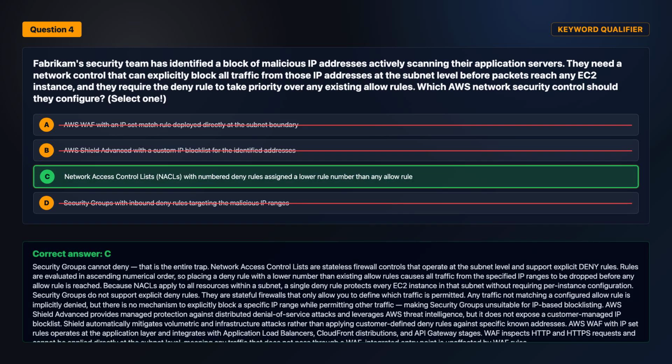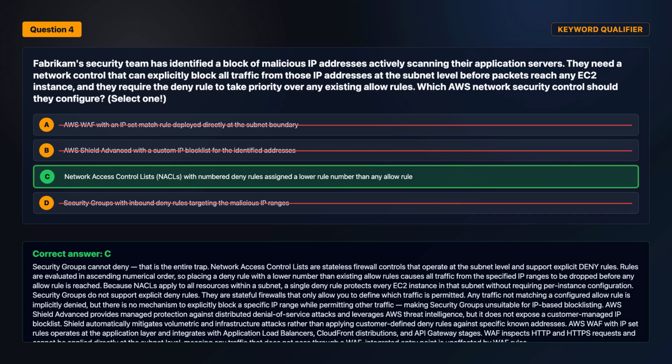The correct answer is option C. Security groups cannot deny, that is the entire trap. Network access control lists are stateless firewall controls that operate at the subnet level and support explicit deny rules.